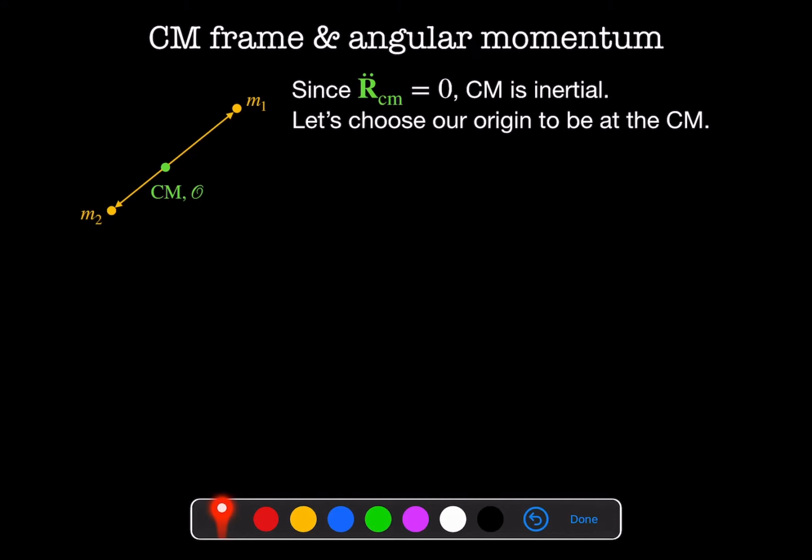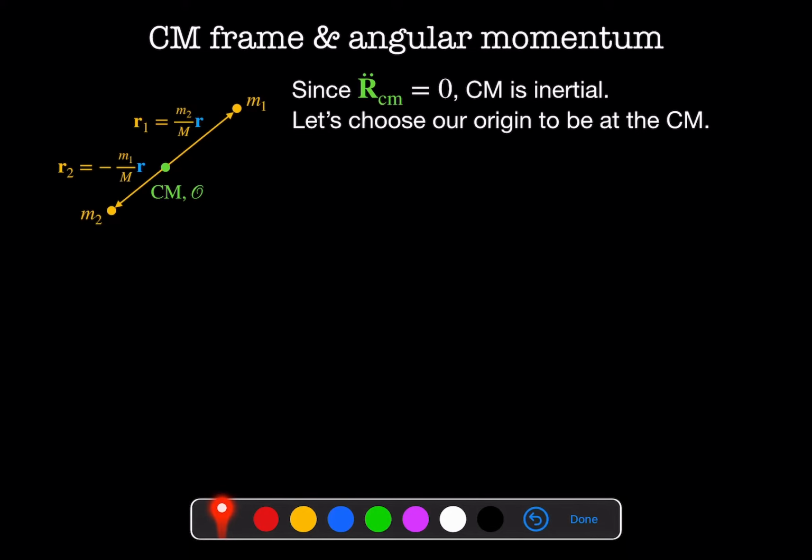In our system, we know that RCM is an ignorable coordinate. So we can choose an inertial reference frame where the center of mass is at the origin and the velocity of the center of mass is 0.